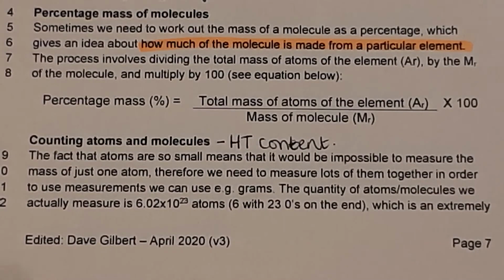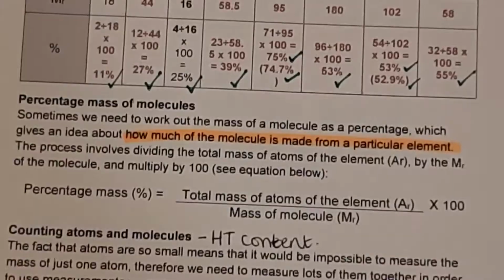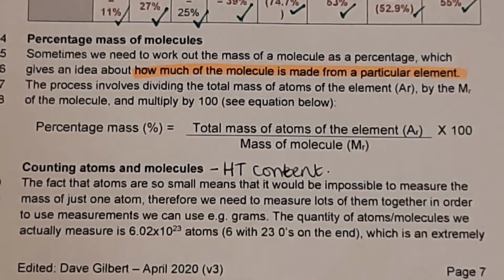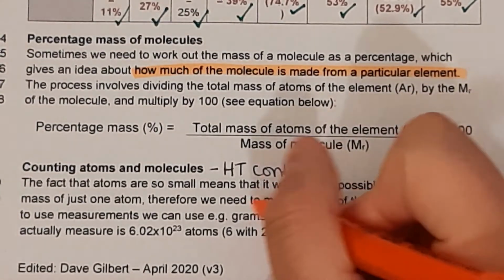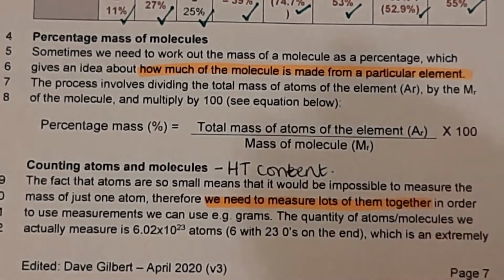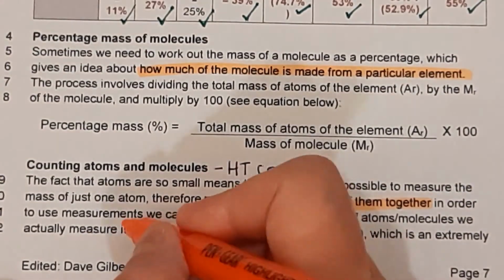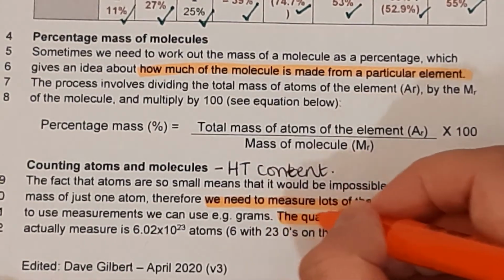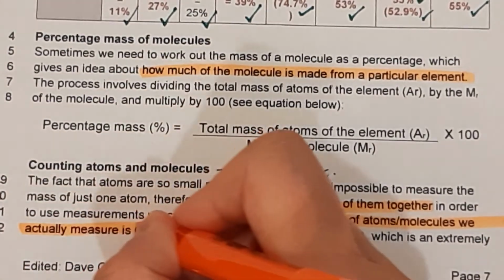So back to our higher tier students. The rest of the lesson content is for you. So, all about counting atoms and molecules. The fact that atoms are so small means it would be impossible to measure the mass of just one atom. So what we do is we measure lots of them together. Okay, so we need to measure lots of them together in order to use measurements that we can, such as grams. Okay, the quantity of atoms or molecules that we actually measure is this big number here. Right, let's highlight this. This big number here.